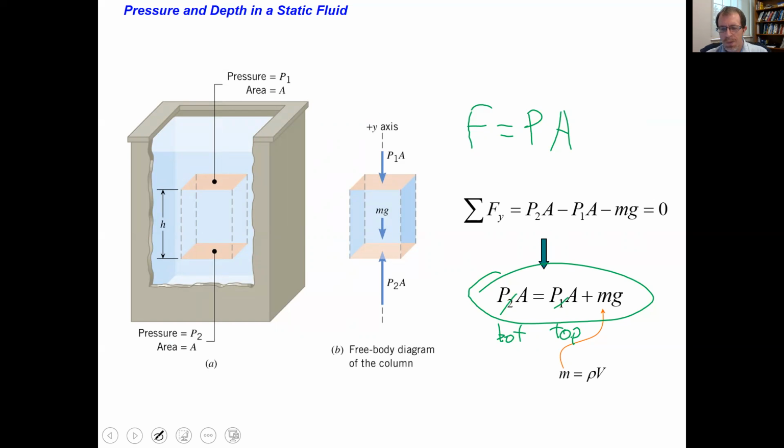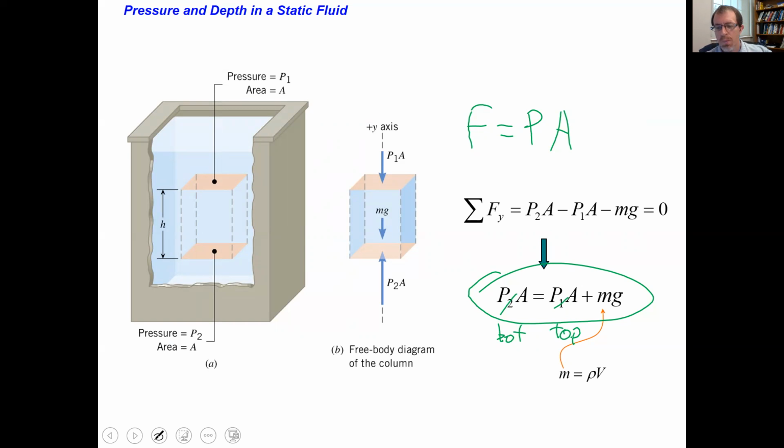Well, that's great, but maybe doesn't help us out so much. I've got an area involved there that I don't know anything about. I've got the mass of the water. What I really want to do is develop an equation that describes how these two pressures relate to each other. So let's start and try to work on this circled equation.